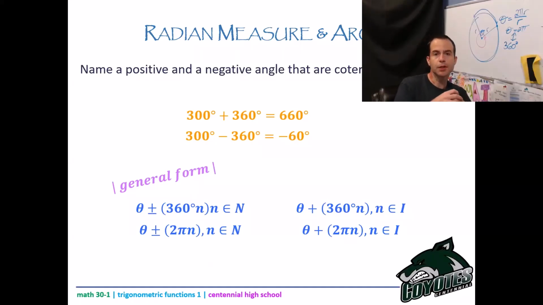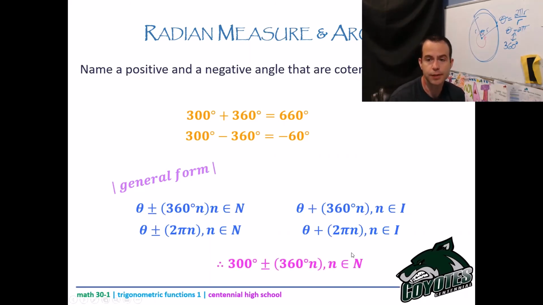So when we put this all together in this particular question and we write 300 degrees in general form, we would end up with 300 plus or minus 360n, where n is a member of the natural family, or 300 plus 360 degrees n, where n is a member of the integers. And you can use I for integers, you can use Z for integers, doesn't matter. Just be comfortable seeing things that might be different than how you know to write them and understanding that they're still the same thing, okay?